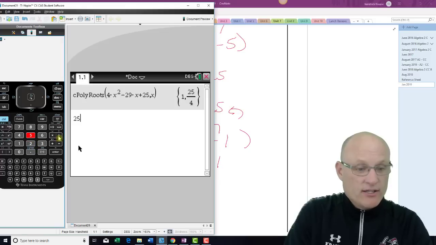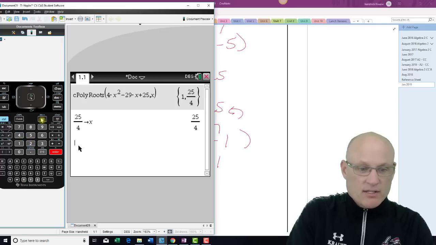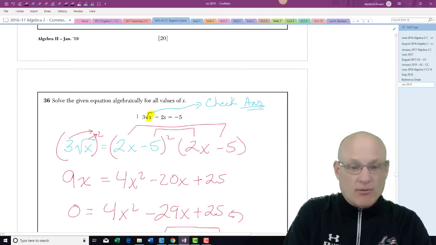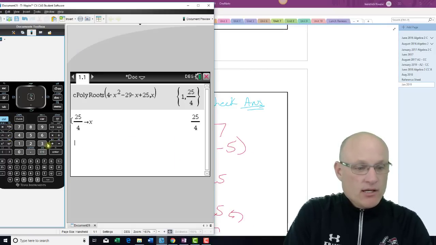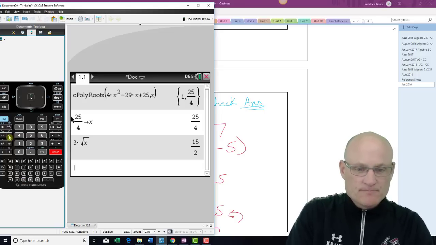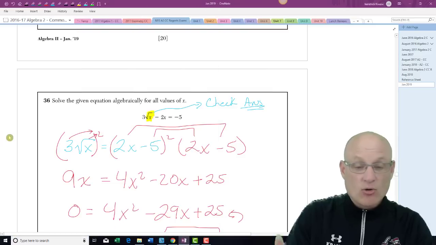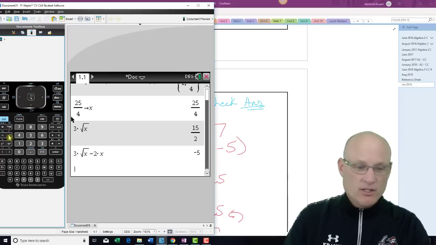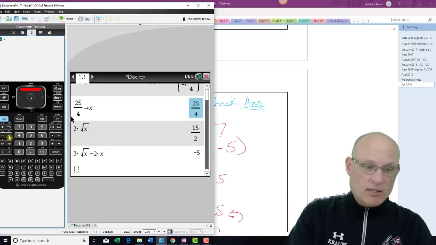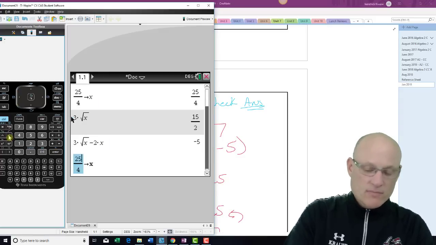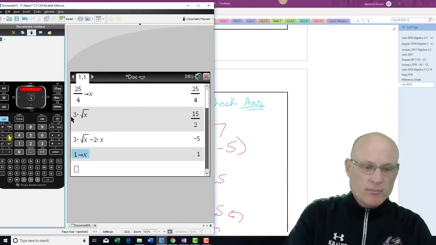So 25 divided by 4, and it's probably this one, control var x. I'm going to type in the original problem, 3, and I am not going to use the equal sign, 3 square roots of x, enter. Oops. Original problem is 3 square roots of x minus 2x, enter, equals negative 5. Oh, and the right side's negative 5. Beautiful. So maybe both of them are going to work. Let me go back up here and do this 1. Enter. Hit the up arrow.